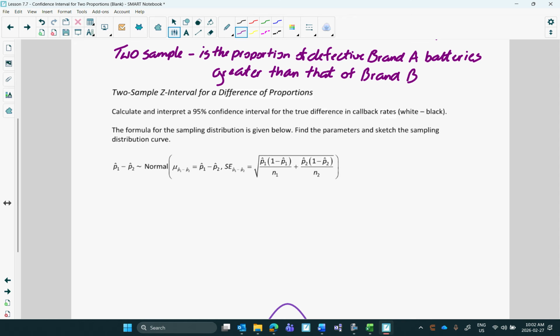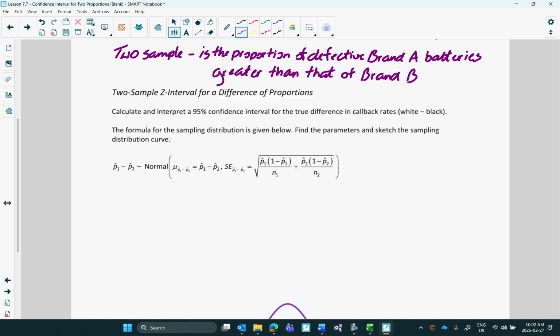Okay, you have to wait. Sorry. Okay. Calculate and interpret a 95% confidence interval for the difference in callback rates. So we can set it up as such.